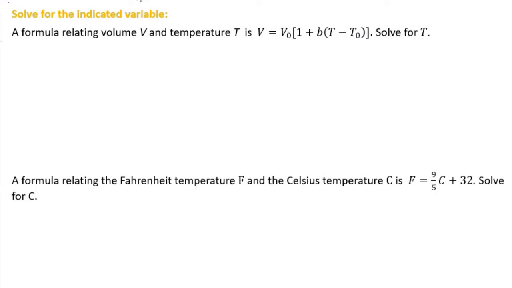Here we've got a formula that relates volume and temperature. Careful here, we've got V and V naught. V with the subscript 0 is called V naught, as well as T and T naught. As soon as a variable has a subscript, we have two different variables. So when we're told to solve for T, we're specifically being asked to solve for this variable.